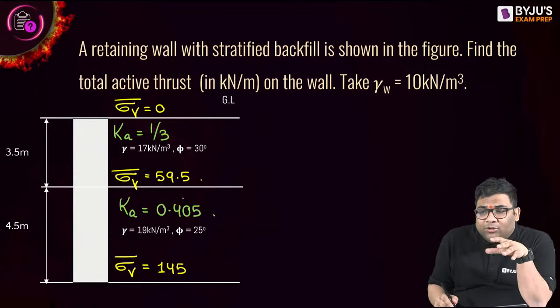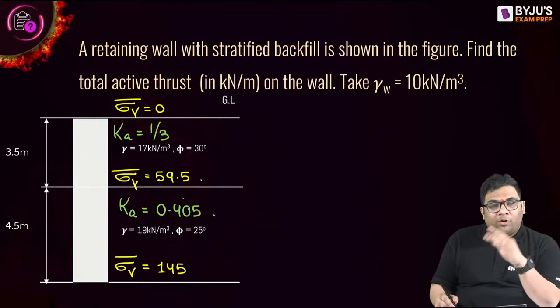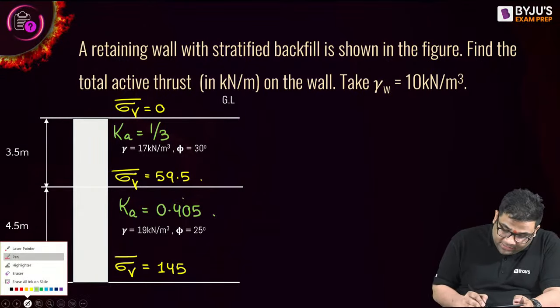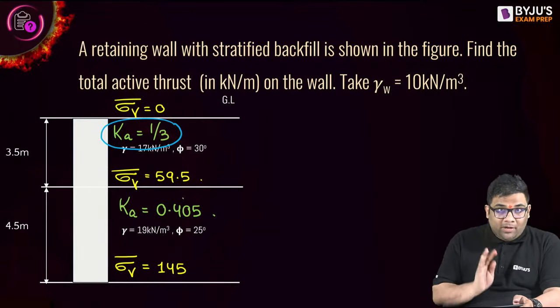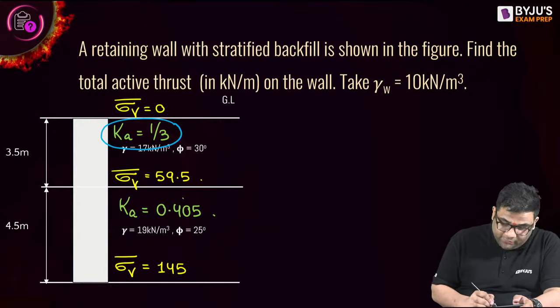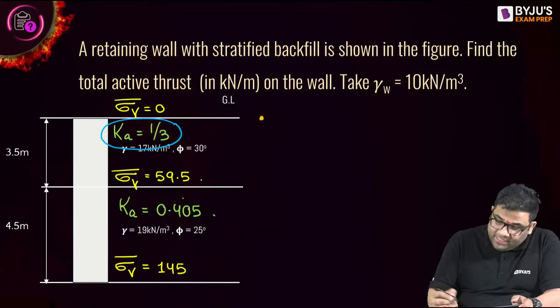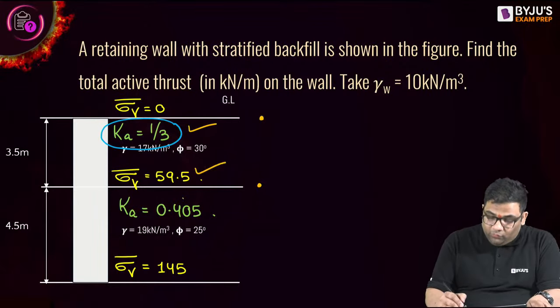Now, draw the stress distribution separately for the top layer and the bottom layer. For the top layer, you will consider this KA. So the earth pressure distribution will look like this. Here the vertical stress is zero, so the pressure will be zero. Here it will be KA into vertical stress.